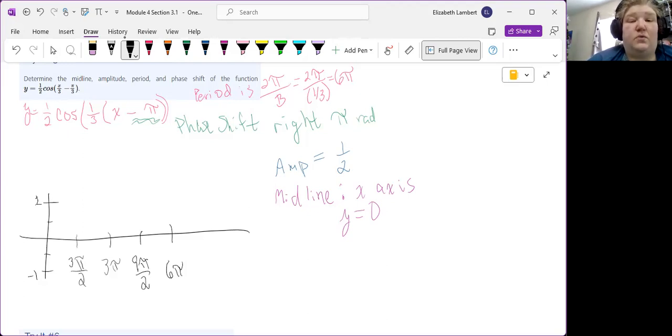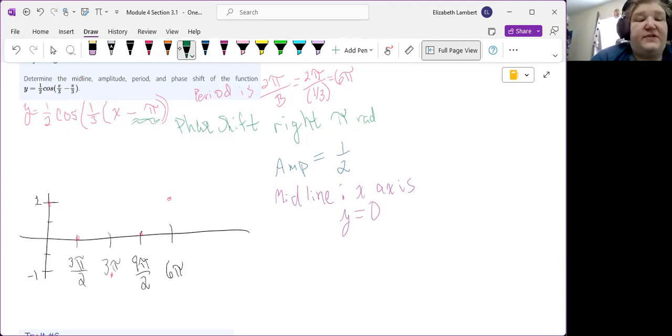All right, so with just the period, the horizontal stretch, our graph is at the 1, down to the 0, down to the -1, back to the 0, up to the 1. So it's the same shape. I literally just changed my labels, which is like, it works.